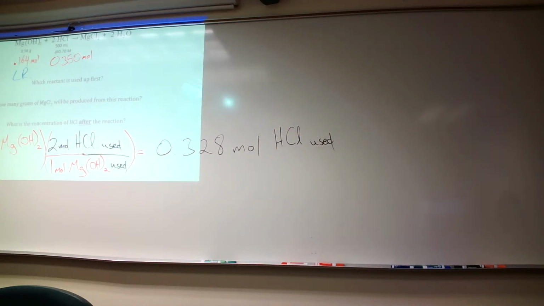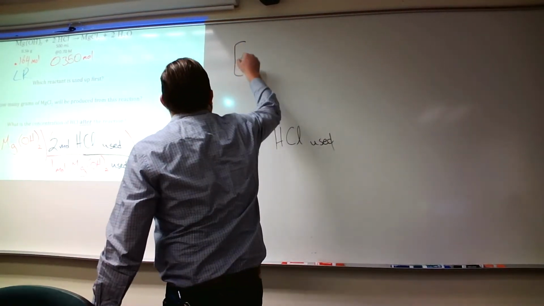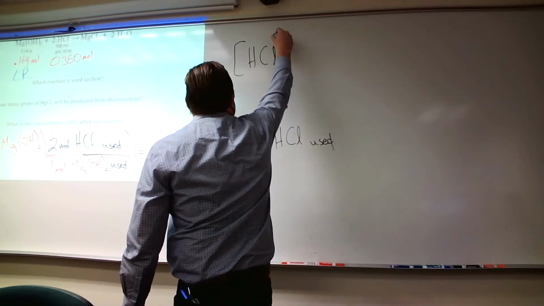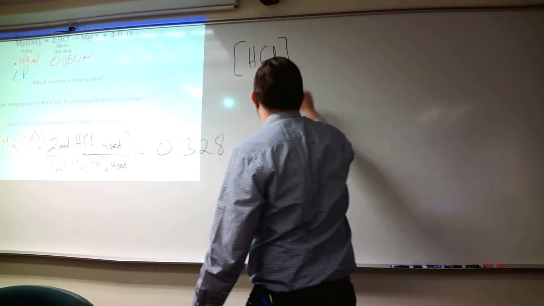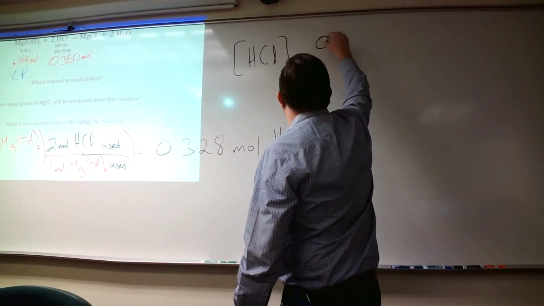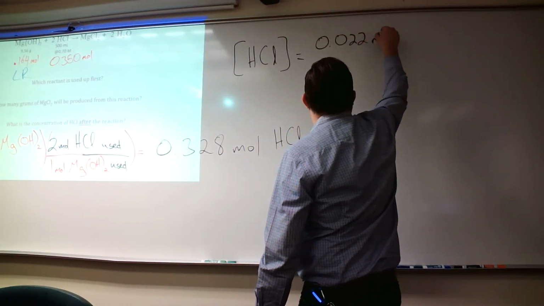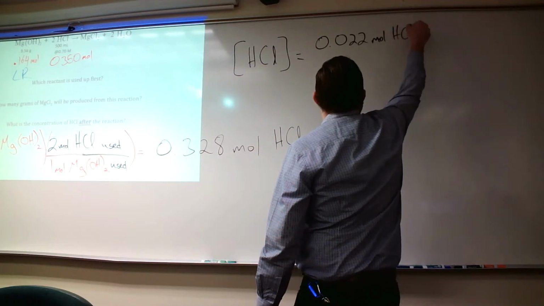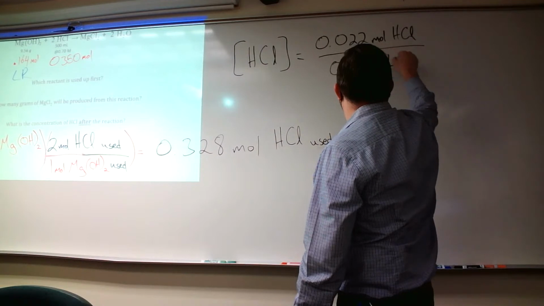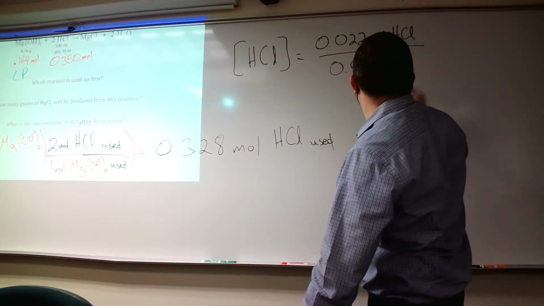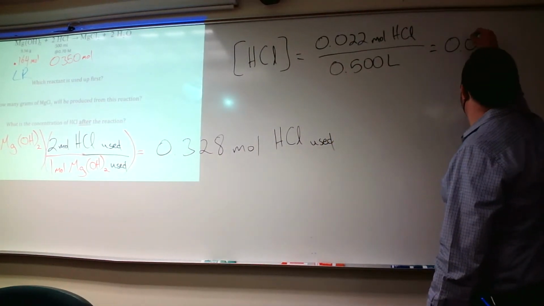This is also asking the concentration. So this is moles of excess reactant. If you want to know the concentration of excess reactant, we just plug it into our molarity, which is just moles of something divided by volume. So 0.022 moles of HCl in half of a liter is 0.044 molar.